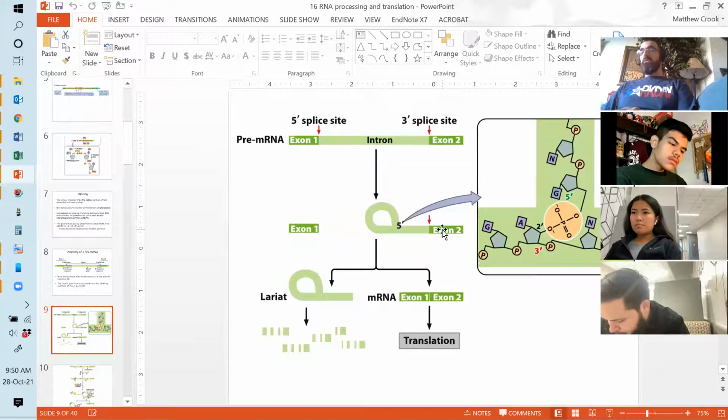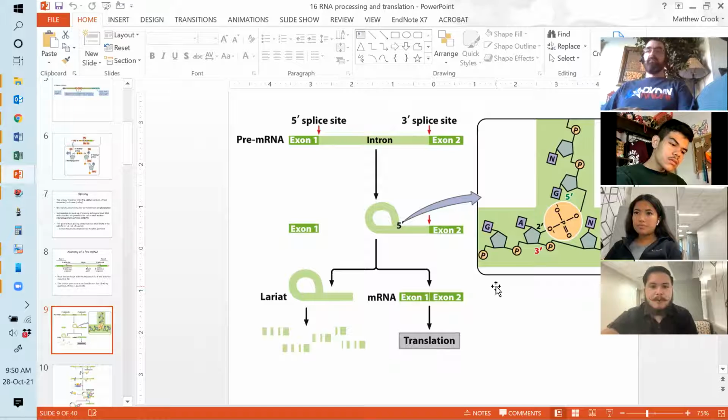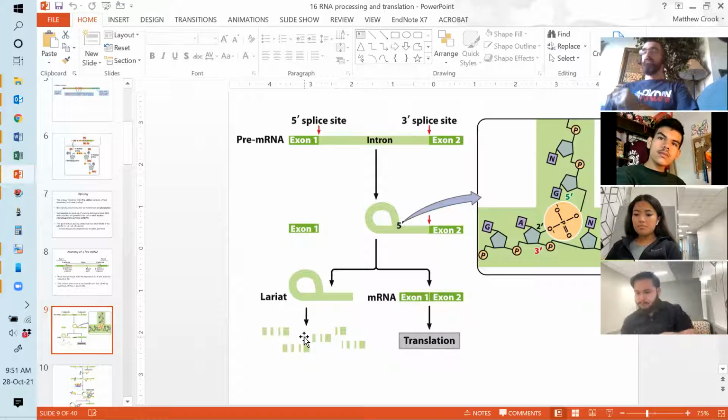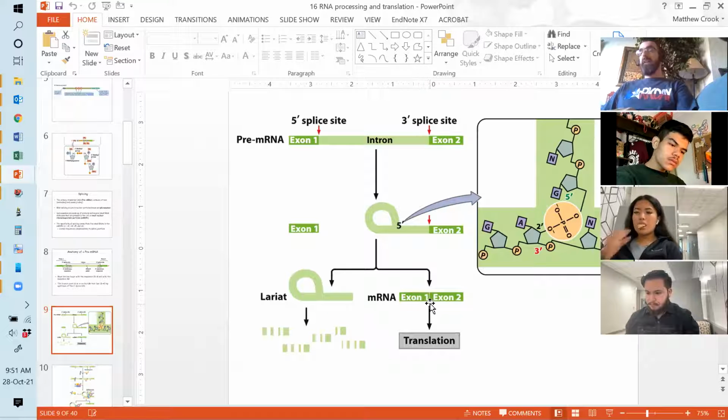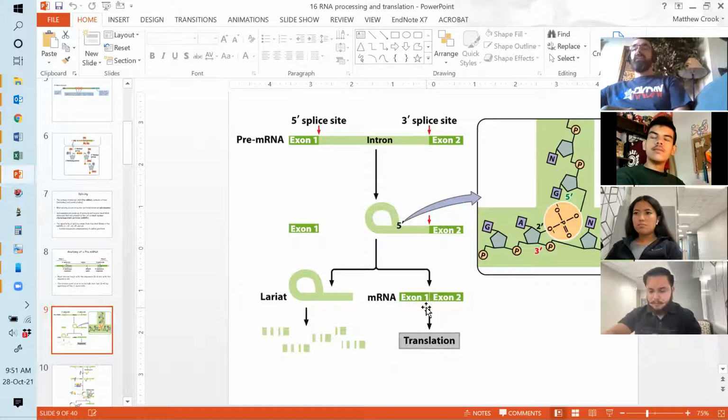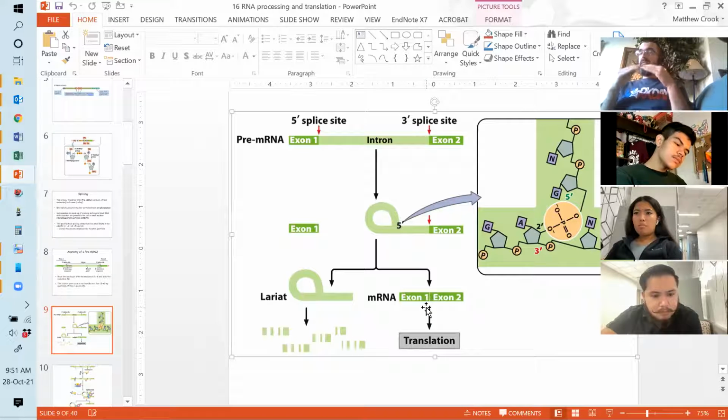Now, once that lariat loop is formed, the 3' end is cut. That releases this lariat, this intron, which is essentially just broken down and recycled, right? Those nucleotides turn back into something that could be used. And the end of exon one is stuck to the beginning of exon two. So it's religated. That phosphodiester bond is reformed.